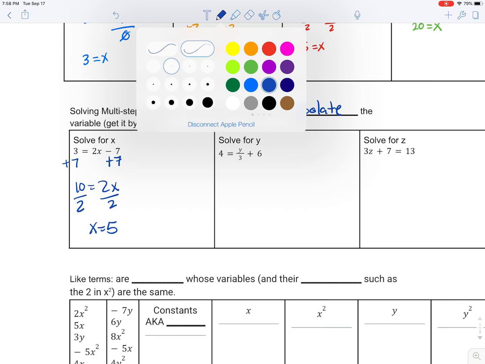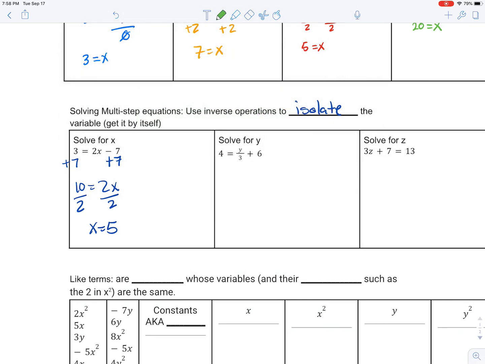For the next example, now we're solving for y. So again, inverse operation of addition first. So we're going to subtract 6. Subtract 6. 4 minus 6 is negative 2 equals y over 3. Now we need to multiply by 3 to get rid of it. Multiply by 3 over here. Negative 6 equals y.